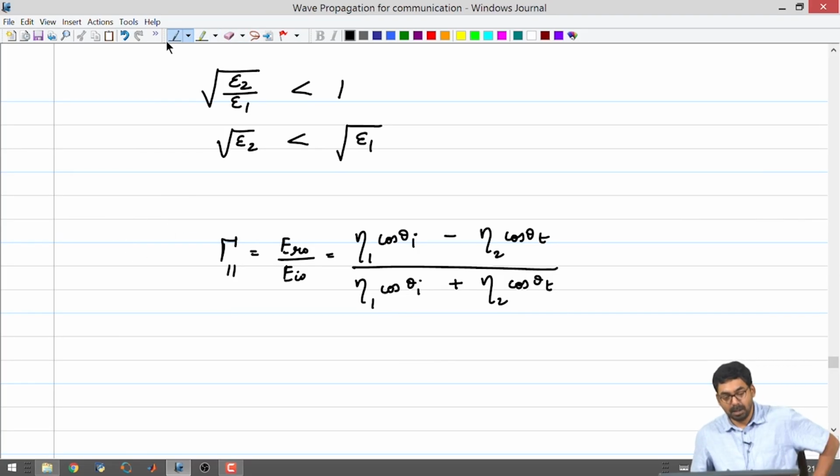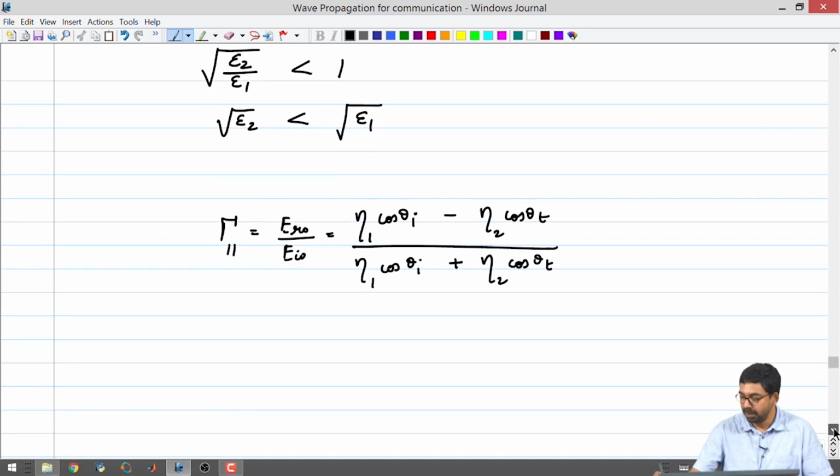So, I have gamma parallel is equal to eta 1 cos theta I minus eta 2 cos theta t divided by eta 1 cos theta I plus eta 2 cos theta t. This is the expression that I have from the previous class. Okay. And I want to take the scenario where the sin theta t is precisely equal to 1. I will start from there and then I will try to figure out what will happen if sin theta t becomes greater than 1. So, at precisely when sin theta t is equal to 1, we call the incident angle to be critical angle, all right.